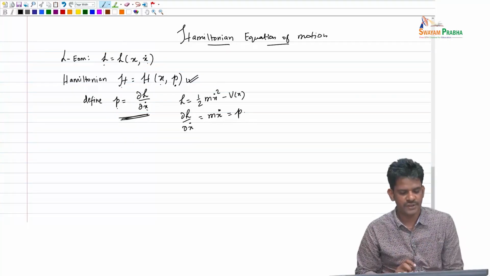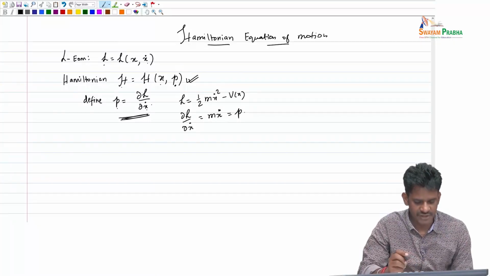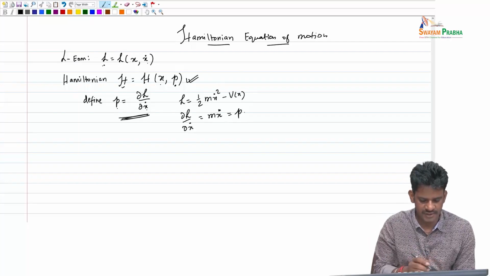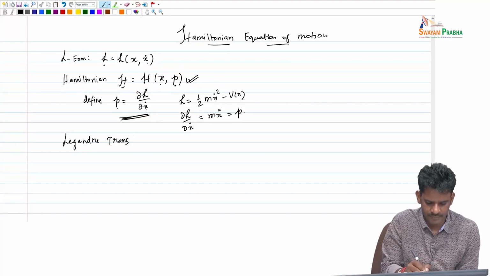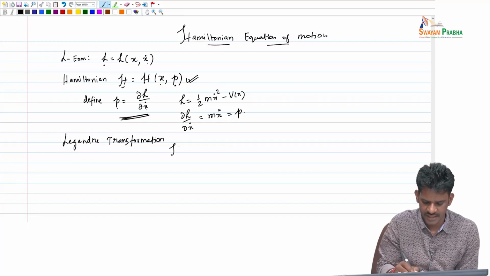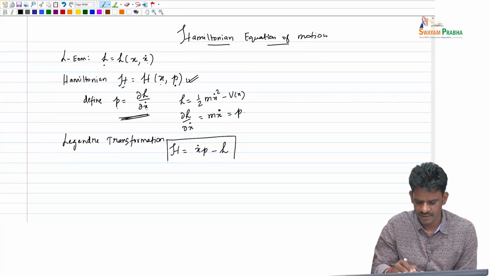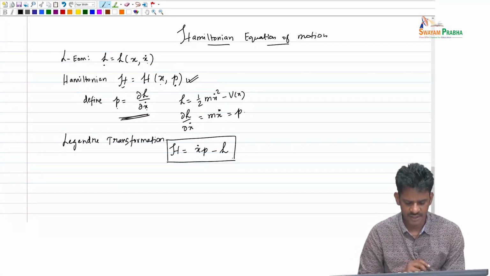And so when you have two such functions related by this, you can apply Legendre transformations to relate the Hamiltonian and the Lagrangian. So the Legendre transformation gives us that H is x dot p minus L. Okay, so this is the Legendre transformation of the Lagrangian with respect to the Hamiltonian.